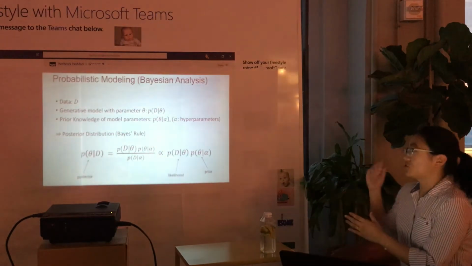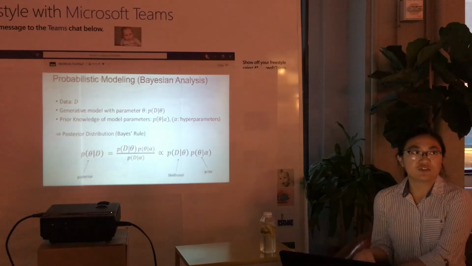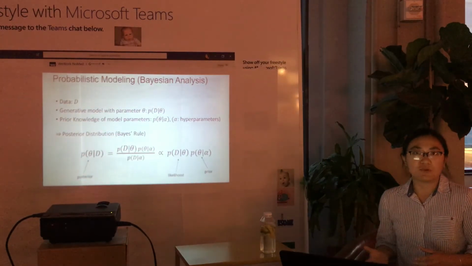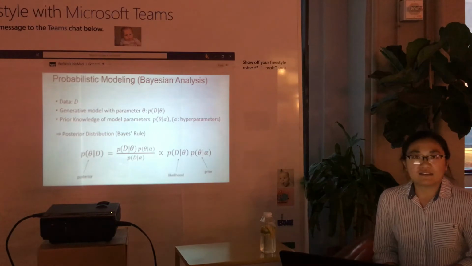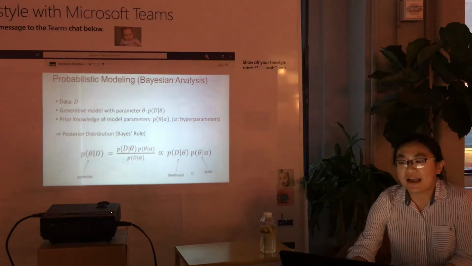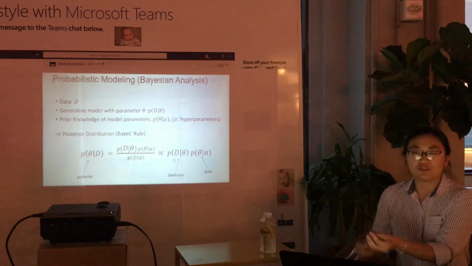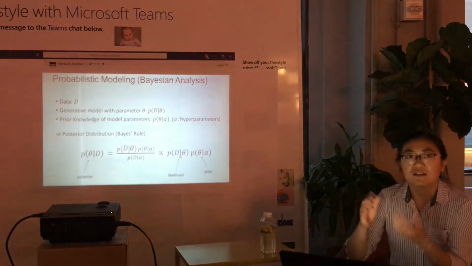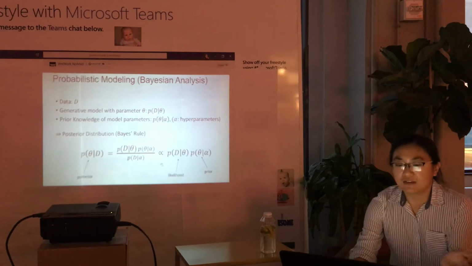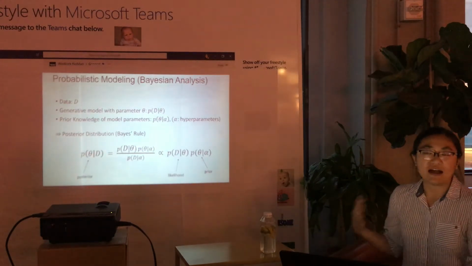If we have all those 3 components, the data, the generative model, and some prior knowledge, then we can start to do Bayesian analysis. We can apply Bayes' rule and calculate the posterior distribution for the model parameter theta. We will have a prior distribution, described by the hyperparameters, and a likelihood function, which tells us, if we know the ground truth model parameter theta, how likely we are to see the data that we have seen. The posterior distribution is proportional to the multiplication of the likelihood function and the prior distribution.